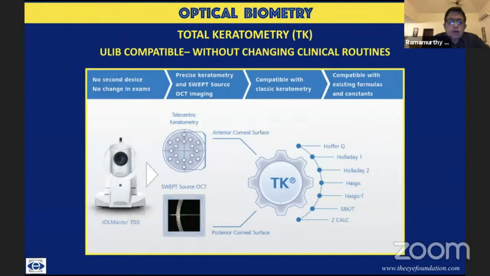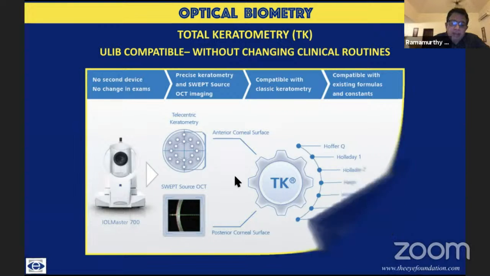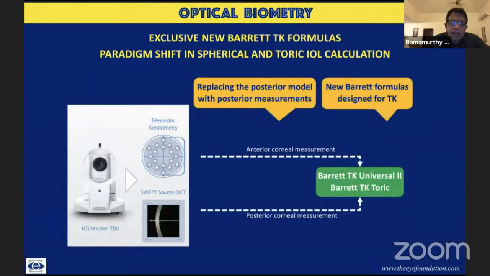More importantly, it does not require any big change as far as your intraocular lens power calculation is concerned. You could incorporate the measurement that is taken with a conventional modern generation formula that you're normally using, or even the ULIB constants, and then go ahead with your intraocular lens power calculation. And again, specific formulas that are used with this IOL-Master 700 have become available. Now the Barrett comes with the Barrett TK Universal 2, which is essentially used for the calculation of the spherical intraocular lens, and the Barrett TK Toric for the toric intraocular lens power as well as the orientation.